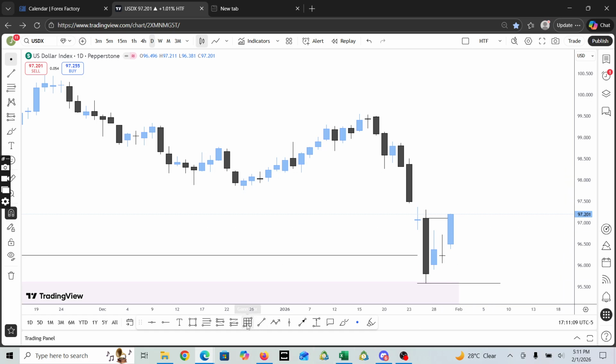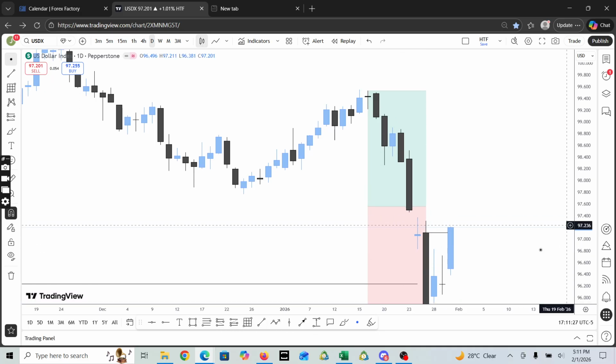right? So what is going to be my range going forward? This high here all the way to this low, right? So I would love to see what price does in here.